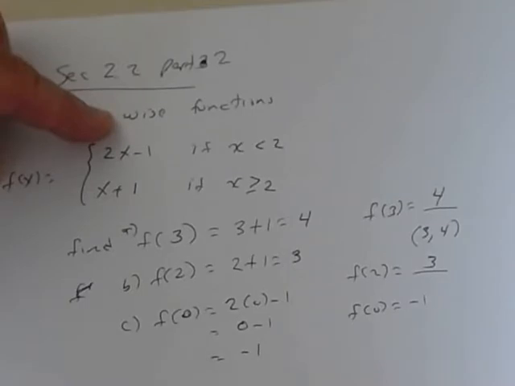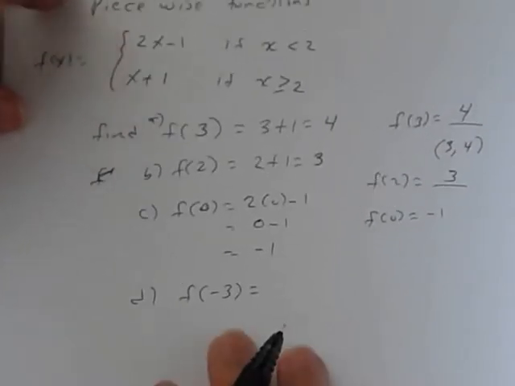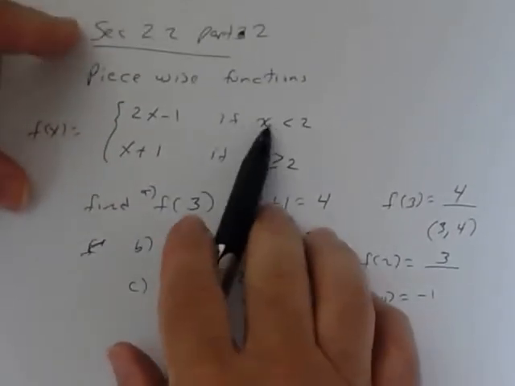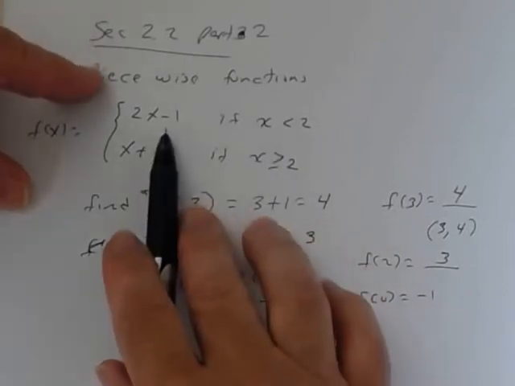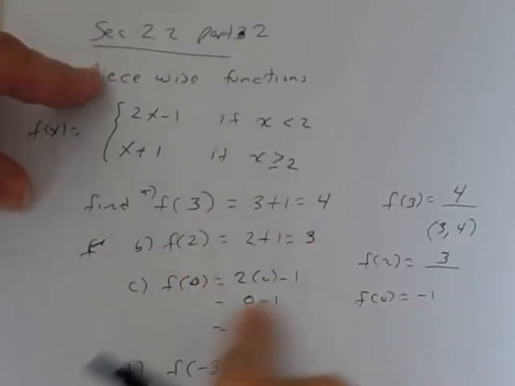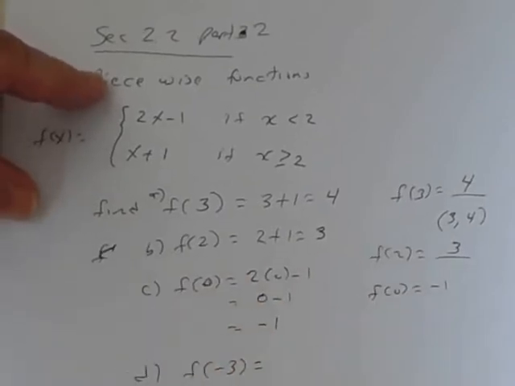Which one do I use? The first one, right? The first one. Because that's the one, because negative 3 is less than 2. Y'all agree? Okay, make sure you understand I use the first one. That's the easy part. This is easy to deal with. That's the easy kind.